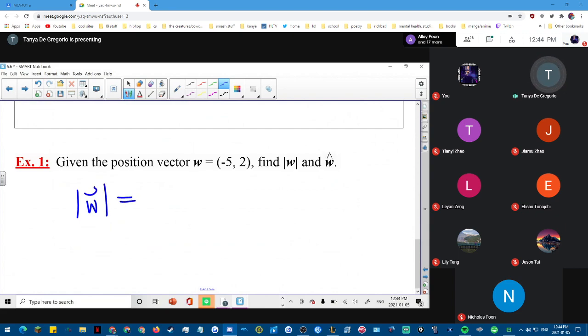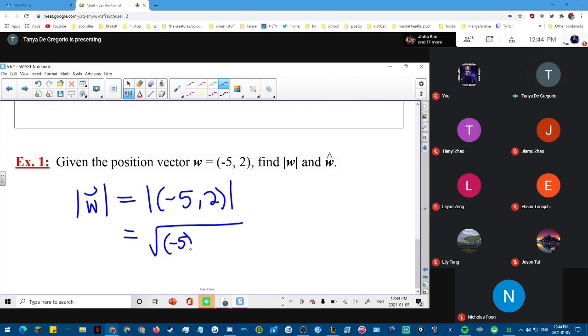Sorry, that's an arrow, guys. It's not coming out very nicely on my screen. And this is the vector in component form. So that represents vector w in component form. So we're looking for the magnitude. That's why we have those bars. And so we know that that is just the Pythagorean theorem. So 25 plus 4 will give us the square root of 29. So there is the magnitude of vector w.